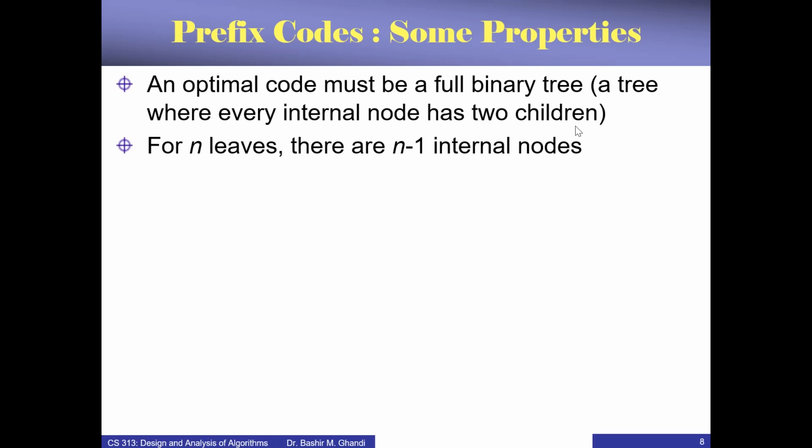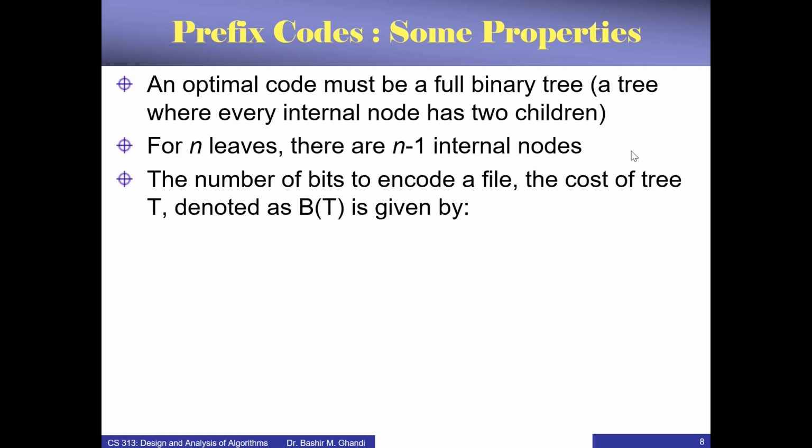Okay, for n leaves, this is again from our knowledge of data structures. We know that for a full tree, the number of leaves is going to be 1 more than the number of non-leaves. So for n leaves, there are going to be n minus 1 internal nodes or non-leaves. Now, the total number of bits to encode a file, which is considered to be the cost of the tree T represented by that encoding, is denoted as B(T) and is given by the following equation.